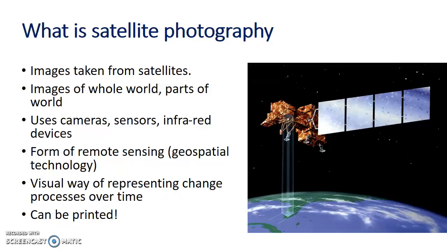Satellite photography is a form of remote sensing. It's a geospatial technology which is about being able to take images of the Earth's surface from satellites and other forms of aircraft. Satellite photography is a really simple way of visualizing and representing change processes over time and how that has impacted on the Earth's surface.